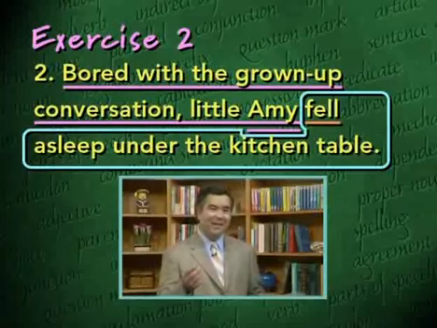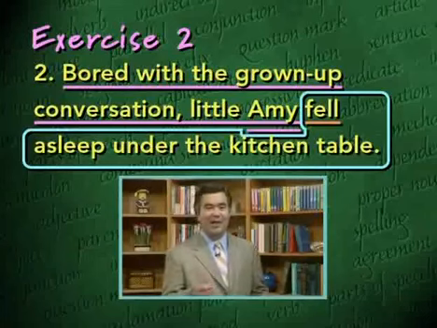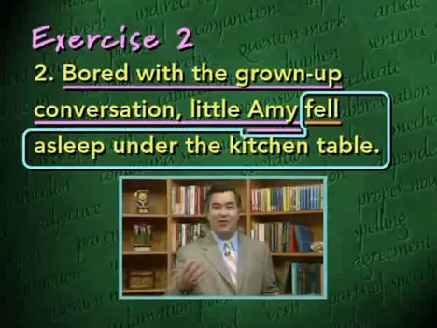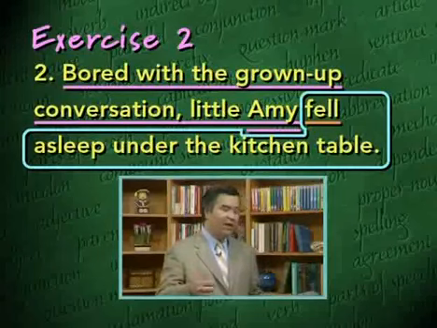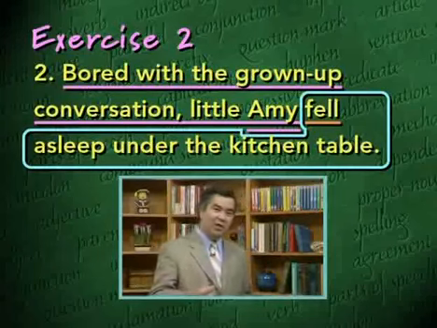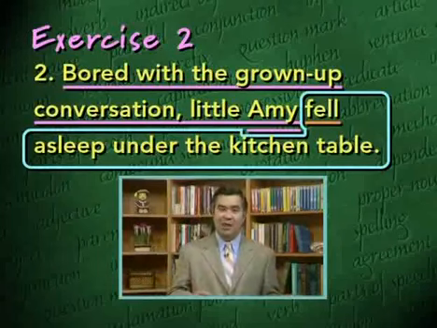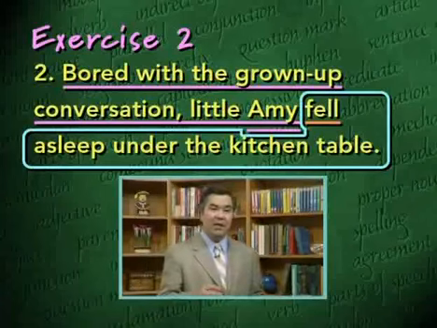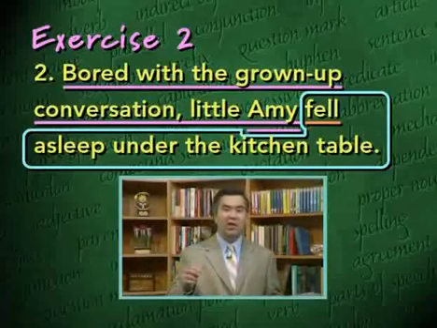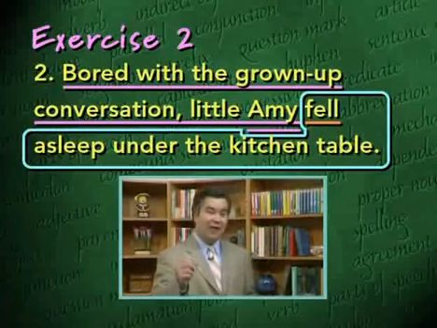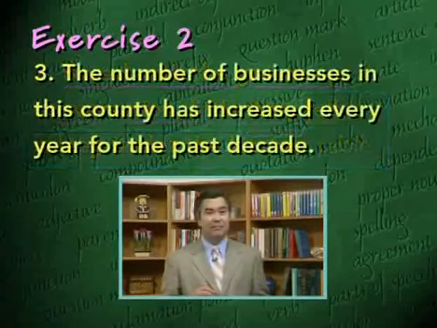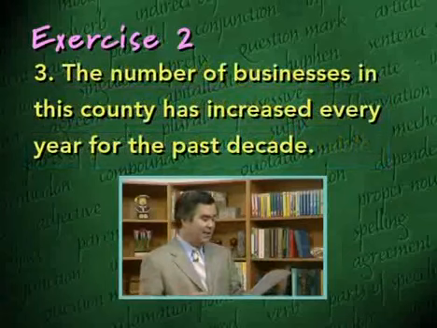What did Amy do? She fell. The rest of the words in the predicate give us more information, specifically that she didn't fall off a ledge or off a sofa, she fell asleep. And where did she fall asleep? Under the kitchen table. So the subject is bored with the grown-up conversation, little Amy, and the predicate is fell asleep under the kitchen table. And fell is the most important word in the predicate, the verb. How about the next example?